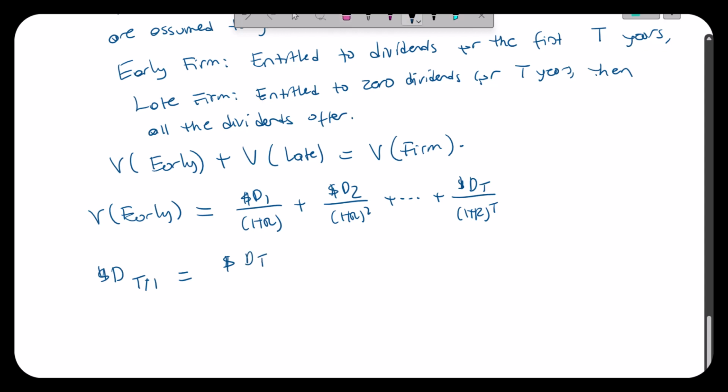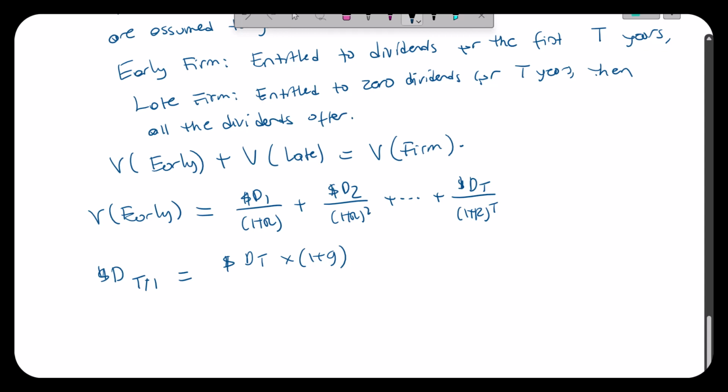times 1 plus g. Dividend for t plus 2 is going to be dividends for t times 1 plus g squared, so on and so forth. Now, again, at this point, what do we know how to do? If a firm pays a dividend starting with next period that grows at a constant rate, I can calculate value of the firm. Next dividend divided by R minus G, right?